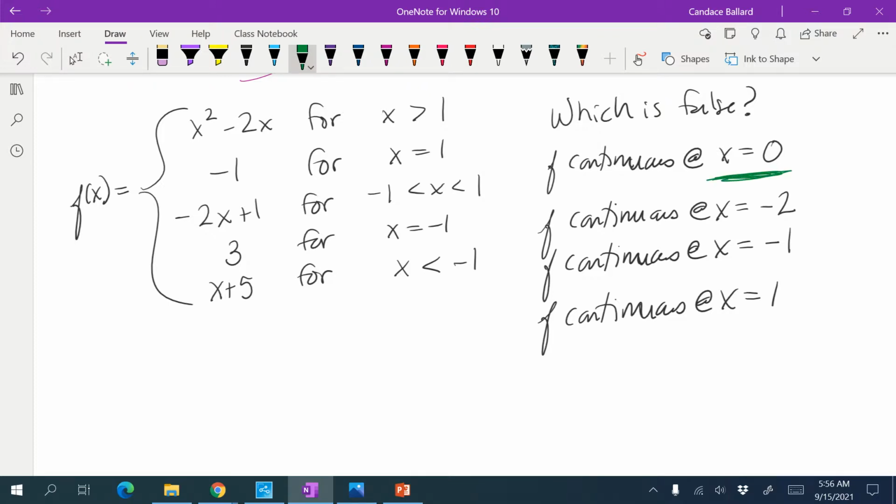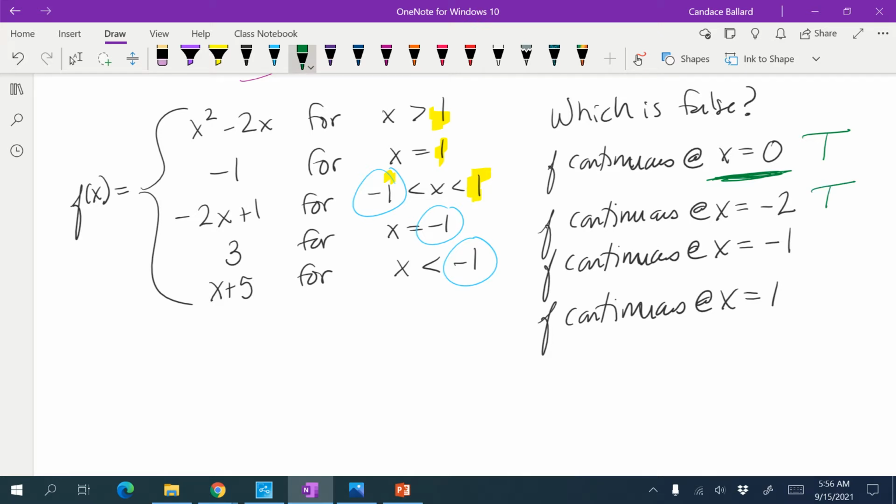Well, one thing to notice is that the only places we're going to really be worried about continuity would be at these breaks here, which is at 1 and at -1. Everywhere else, the function is going to be continuous. So in this case, x equals 0 has to be continuous because it's not at one of those breaking points. Same thing with -2. That one would have to be continuous there.